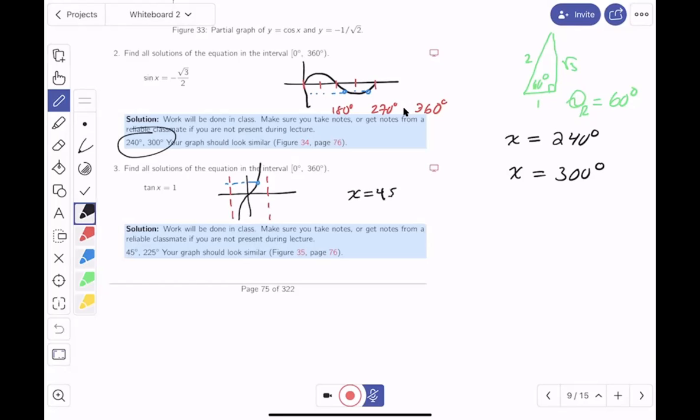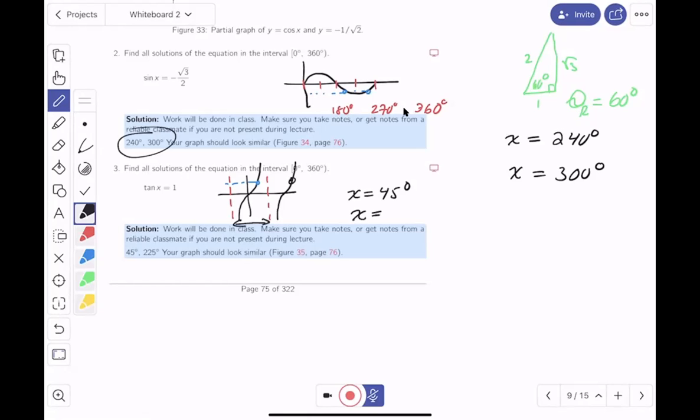Here's where things get interesting now. Let me just get my eraser out. This keeps going and going and going. What do I mean by that? The next tangent would look like this over here. Now, what I know about that is that the tangent has a cycle length of 180 degrees. In other words, the distance between these things is 180. So that means the next solution up is 180 degrees away.